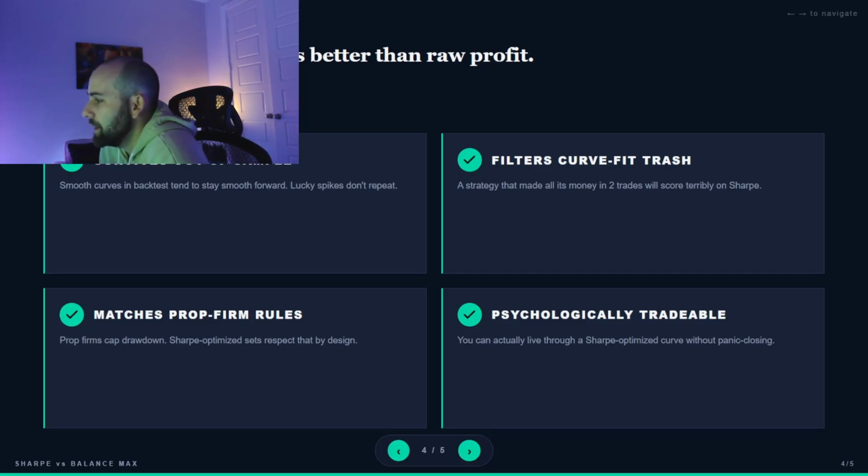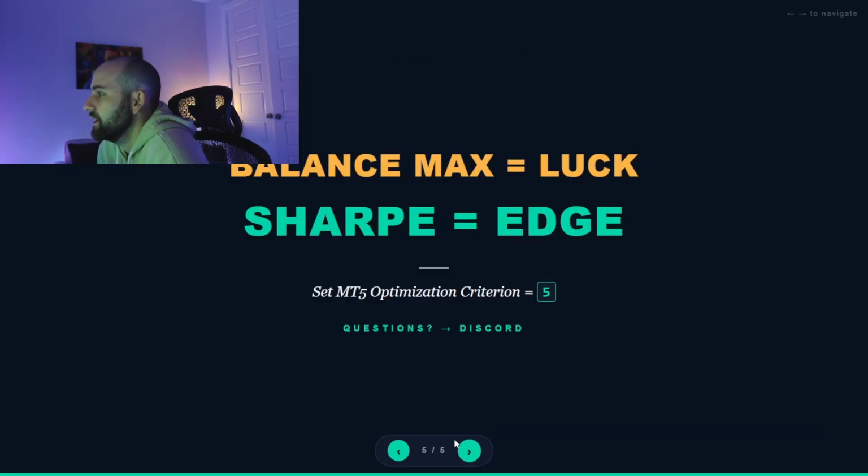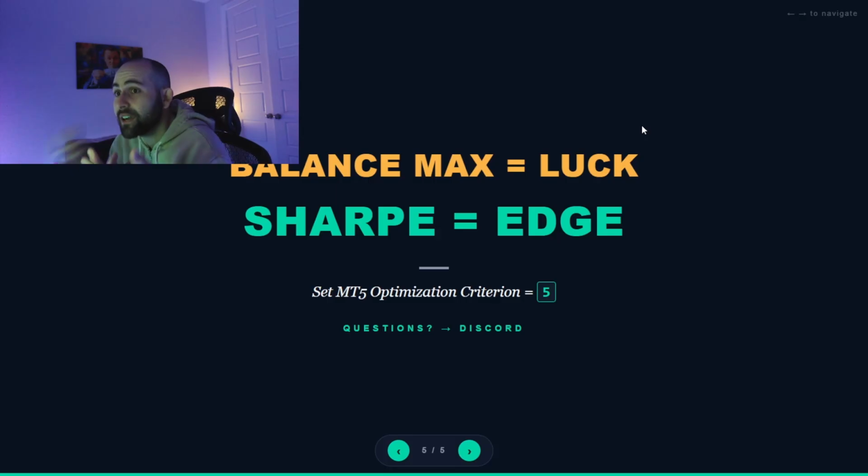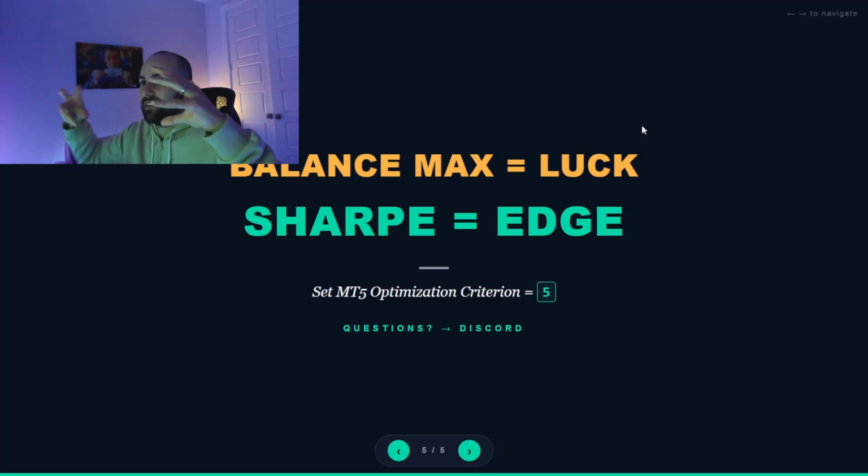So, I think the last one here. Anyways, this is what I put, which is true: balance max is luck. Really, it is luck. And from my testing so far, that's what I've been seeing. Sharpe ratio gives you an edge. Again, our system already optimizes for Sharpe ratios and stuff, but it's after. It's after we told MT5, hey, look for balance max best. And we're taking that and trying to streamline it back into consistency.